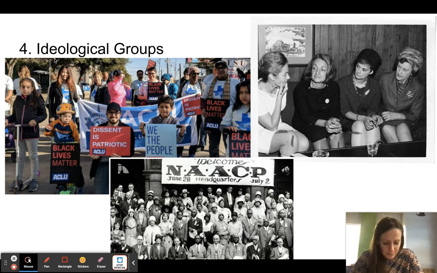Have you noticed? Anyways, some examples here would be the ACLU, which is the American Civil Liberties Union. We have the one above and the NAACP below. So let's focus a little bit more on some of these social movements.